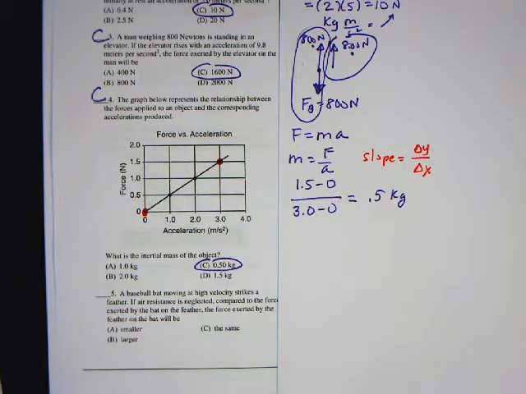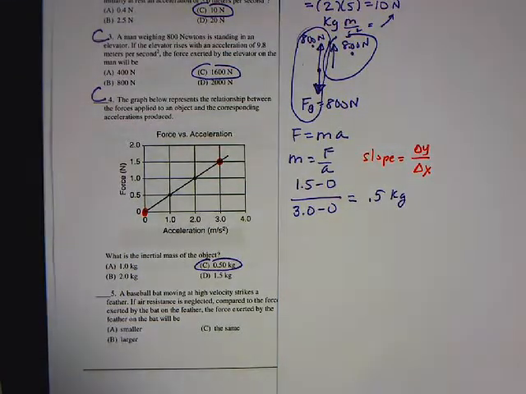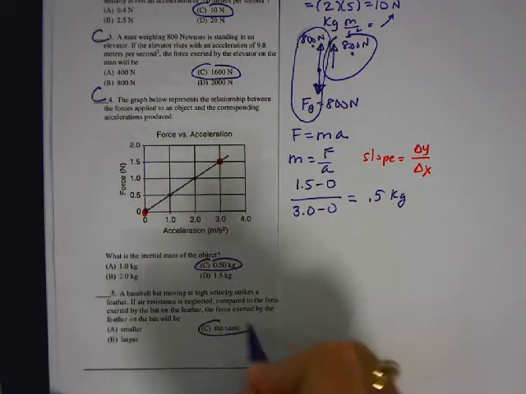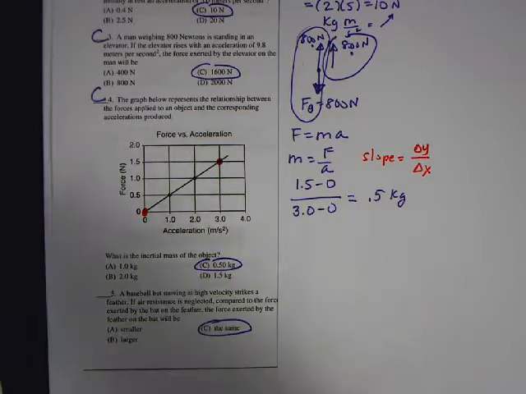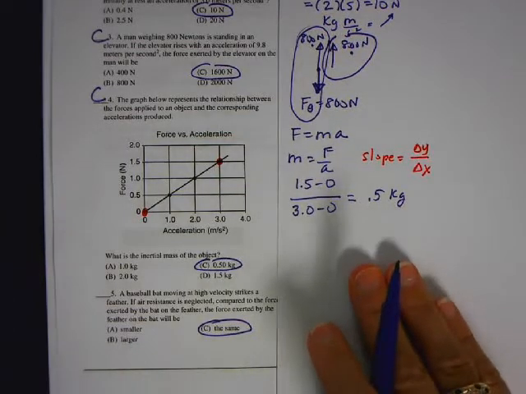Okay, number 5, it says, if a baseball bat moving at a high velocity strikes a feather, if air resistance is neglected, compared to the force exerted by the bat on the feather, the force exerted by the feather on the bat is going to be the same. This is Newton's third law. For every action, there's an equal and opposite reaction. Now this was some of the confusion on the quiz, which we'll go over in a little bit.